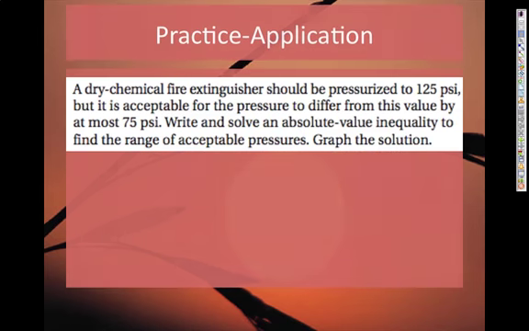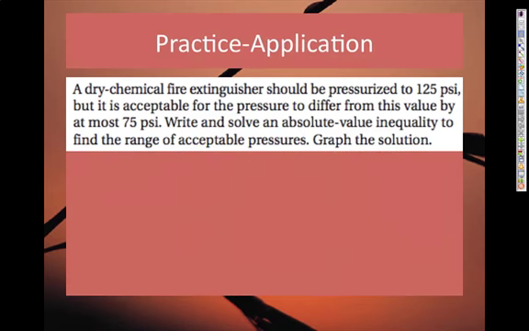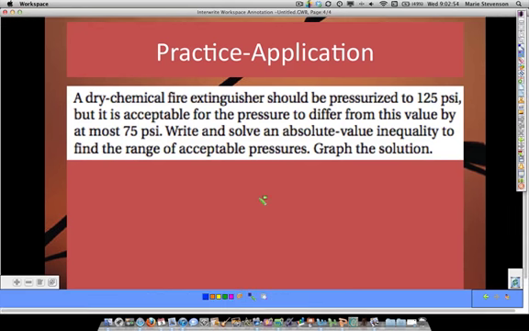Now it's your turn. Go ahead and pause the video. Now that you've had a chance, let's see how you did. A dry chemical fire extinguisher should be pressurized to 125 psi, but it's acceptable for the pressure to differ by at most 75 psi. Write and solve the absolute value inequality to give the range of acceptable pressures, and then graph.